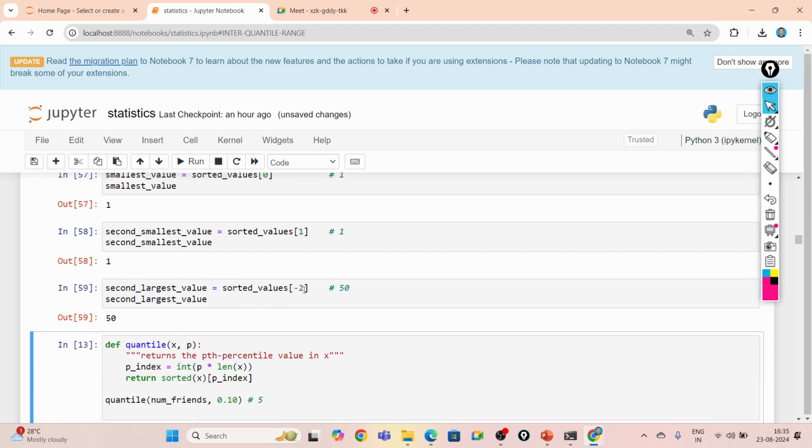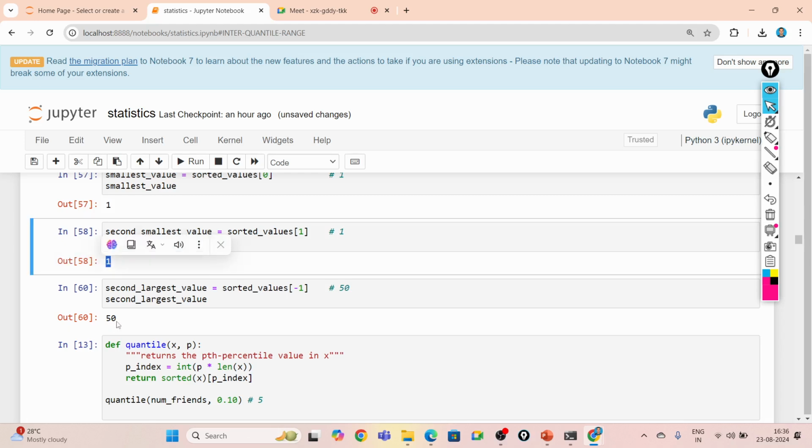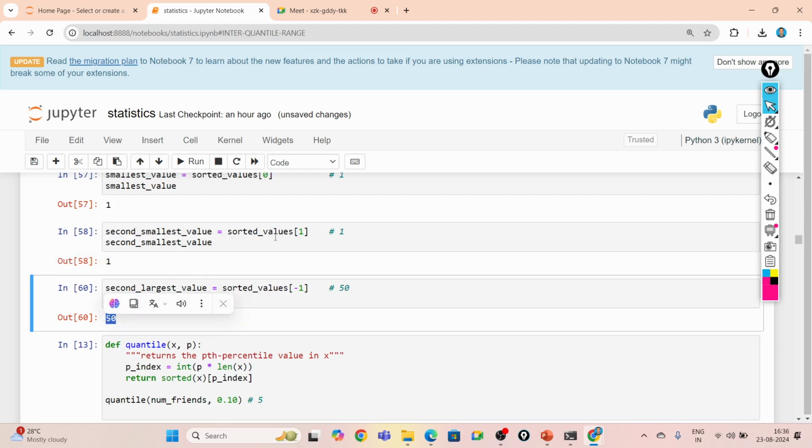The minus 2 or minus 1 also you can write. To access the last element we have the value as 50. So minimum value is 1 and maximum value is 50, and we are arranging in the sorted, ascending way. So that's why 1 is the initial value and 50 is your maximum value.